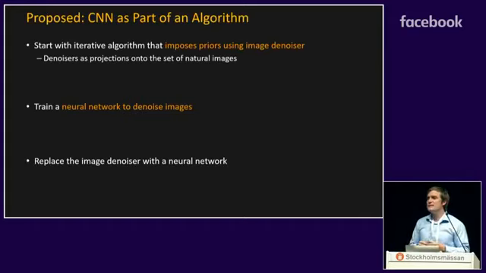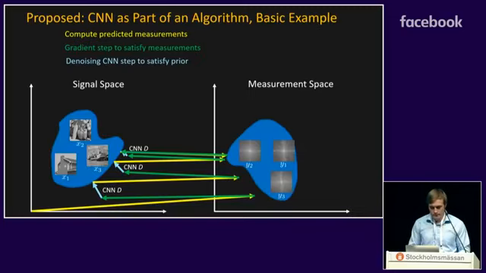We instead suggest using a CNN as part of a larger algorithm that's able to take advantage of the known measurement operator. In particular, we start off with an iterative algorithm that imposes priors using image denoisers, where you can think of an ideal image denoiser as a bit like a projection onto the set of natural images, or onto the manifold. You then train a neural network to be an image denoiser, to denoise natural images, and simply plug that CNN into your original algorithm.